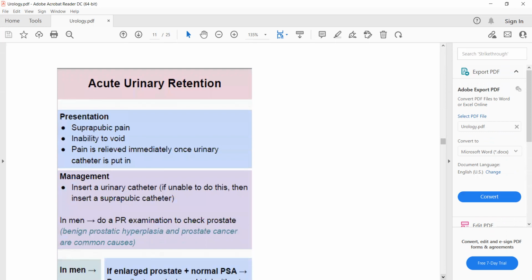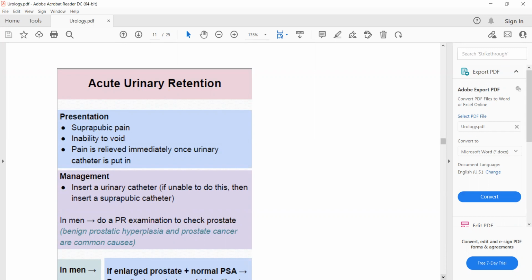The patient will present to you with suprapubic pain and inability to void, and the pain will be relieved immediately once a urinary catheter is put in. So the management of acute urinary retention due to BPH is insertion of a urinary catheter.